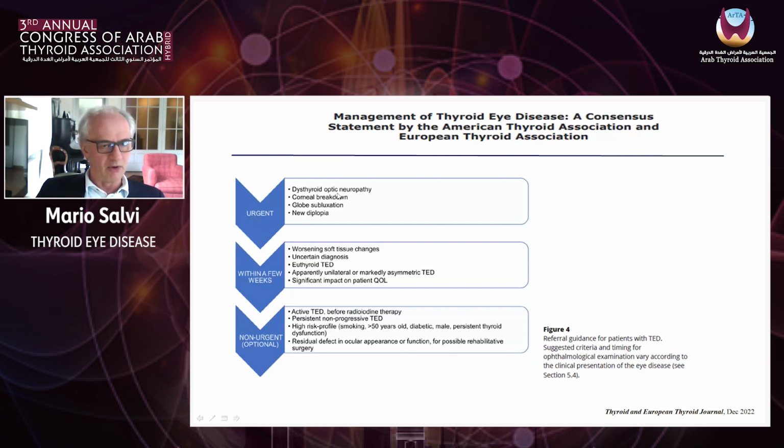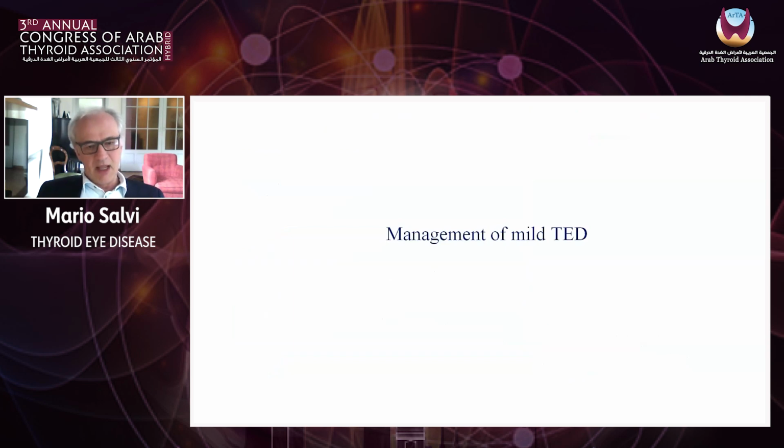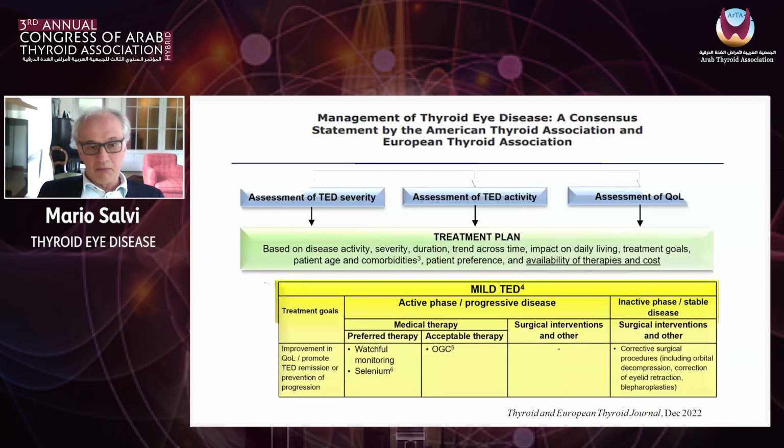As you see here, we may have situations in which the therapeutic approach has to be urgent, in the case of optic neuropathy or corneal breakdown. It can be delayed a few weeks when we have to assess, for example, moderate to severe disease and assess progression before deciding what to do, but also in the case of uncertain diagnosis. And then there is the phase in which the disease is burnt out, in which we do not have to approach it urgently, but we have to plan for treatment based on a chronic phase of disease. Mild disease is treated with a conservative approach.